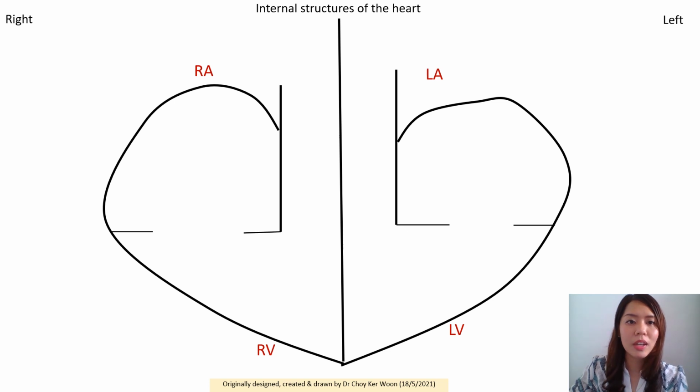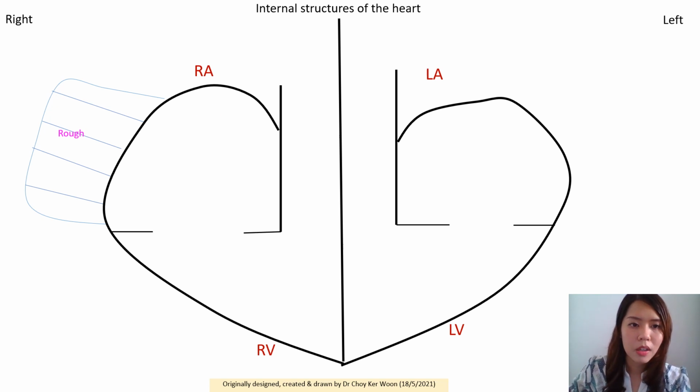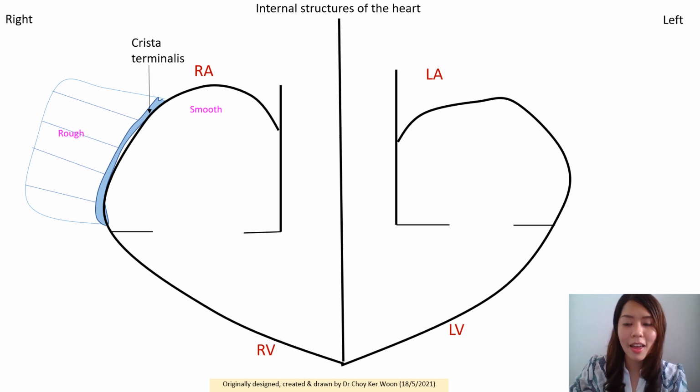Now let us look into the right atrium first. As you know, in the right atrium we have the smooth part and also the rough part. This is the rough part of the right atrium, which I demarcated with a line to symbolize the rough part of the atrium. Here will be the smooth part. The rough part and the smooth part are separated by a structure called the crista terminalis. What makes the rough part rough? It has the pectinate muscle.